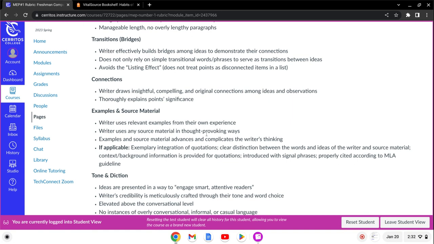They're not just thrown in there just because, right? It should serve a purpose. It should provoke thought. It should help to develop the ideas further for your readers. And examples in source material advance and complicate the writer's thinking. So in writing, it's actually good to complicate your thinking. That's actually a good thing.